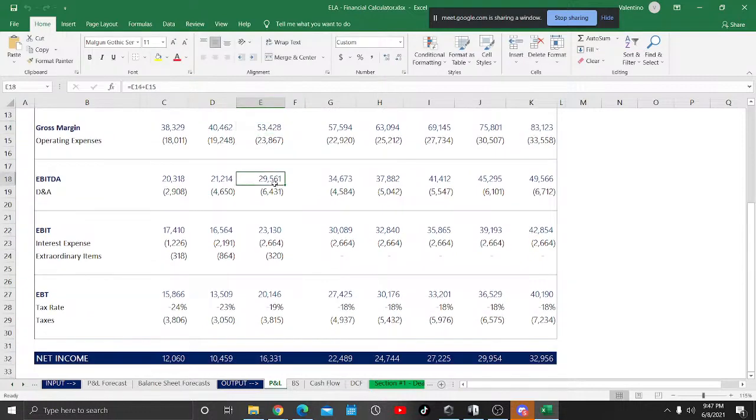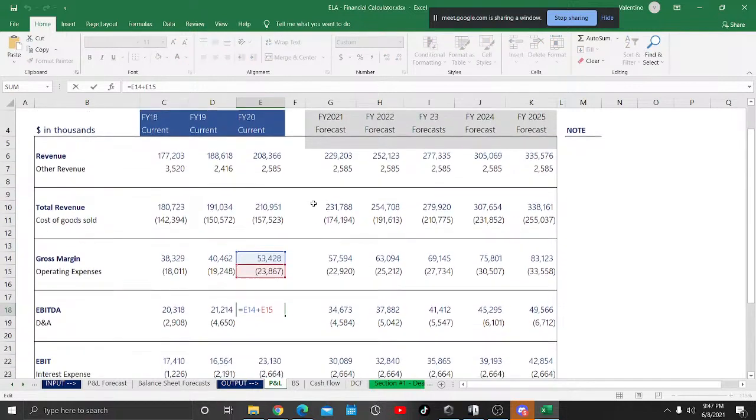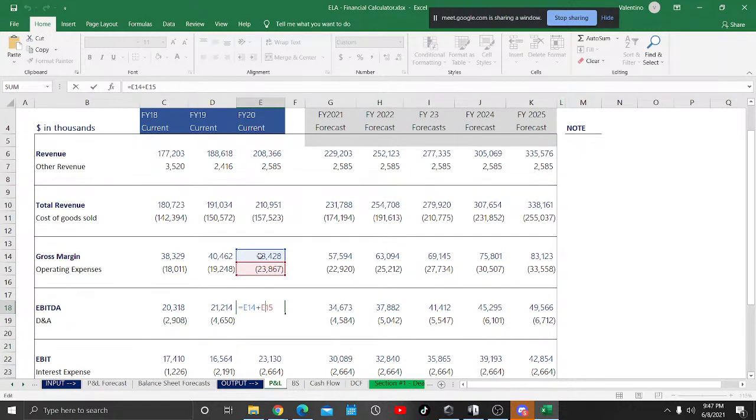Now we come down to EBITDA. EBITDA of 29 million. Let me explain how we came to EBITDA, okay? First, we added up the gross margins and subtracted operating expenses. The gross margin was 53 million and operating expenses was 23. The way we came up with the gross margin is total revenue minus cost of goods sold. So we're clear on that?